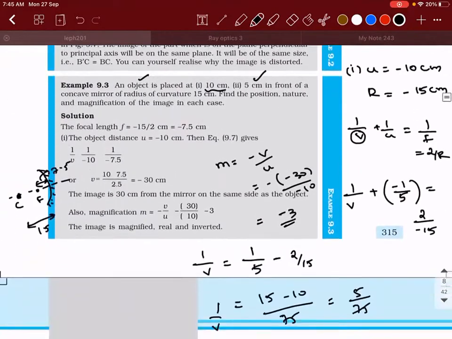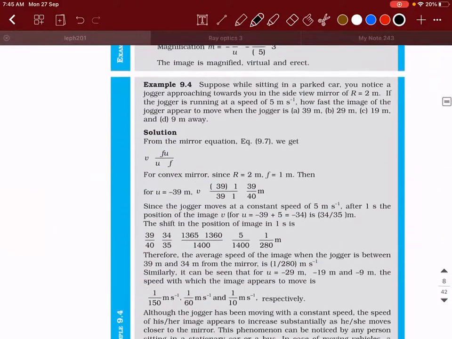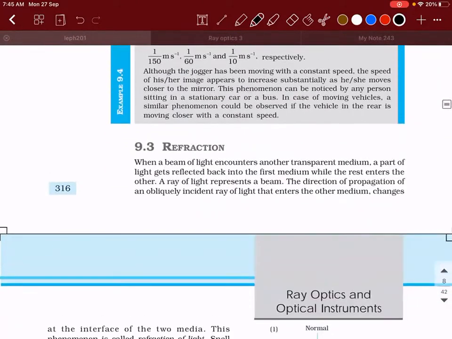Yes, sir. So this is all about mirrors. All these facts you would have known. So with this mirror concept is over, that is the reflection part is over. Now we need to think of refraction. Okay. I have a doubt, sir.